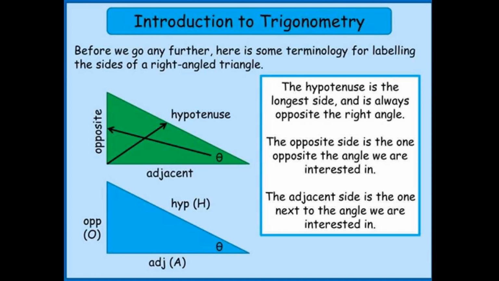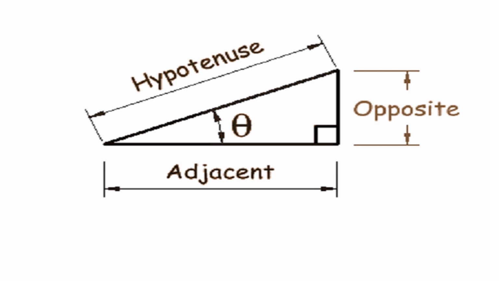The hypotenuse is the longest side and is always opposite to the right angle. The longest side is always called the hypotenuse. The opposite side is the one opposite to the angle we are interested in. The adjacent side is the one next to the angle we are interested in. So here we can see the representation of the hypotenuse, adjacent side and the opposite side.